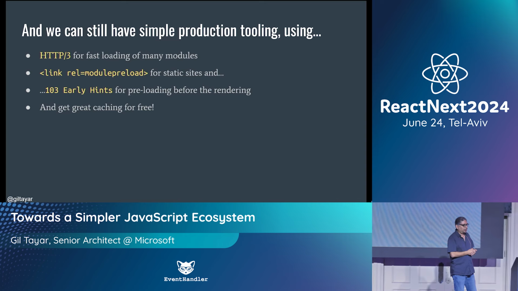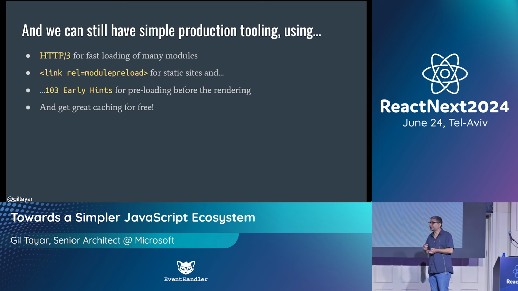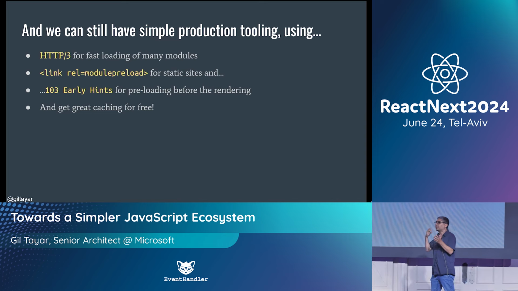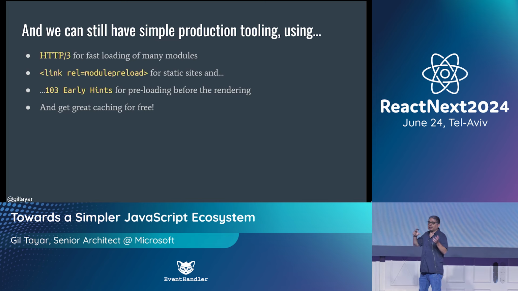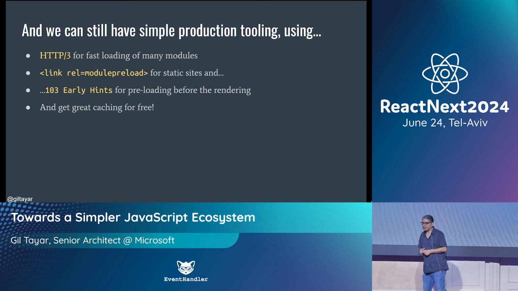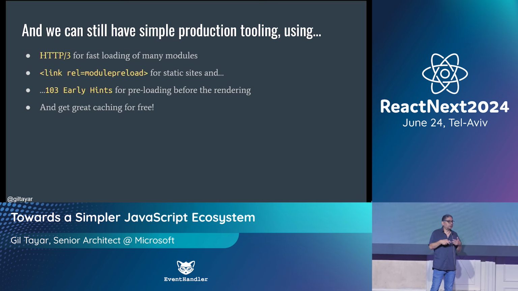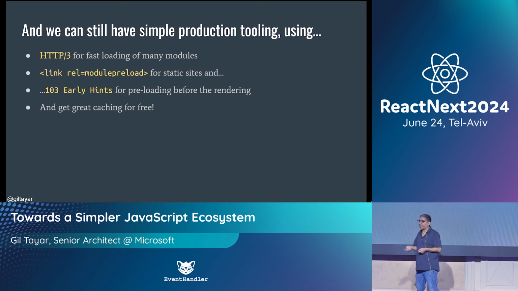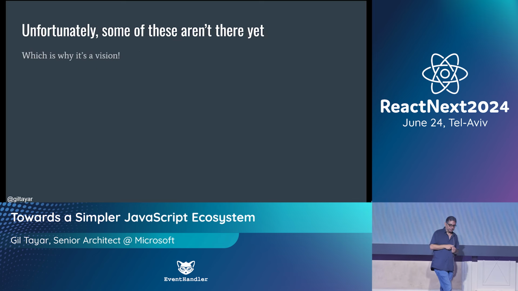And we can still do it in production theoretically. HTTP/3, link module preload, 103 early hints. There are things called web packaging and other kinds of standards that are bundles, but not really bundles, which are on the way. There's a lot of standardization and thinking going on in the web that will solve the problem of bundling too. And the idea is to also get great caching for free.